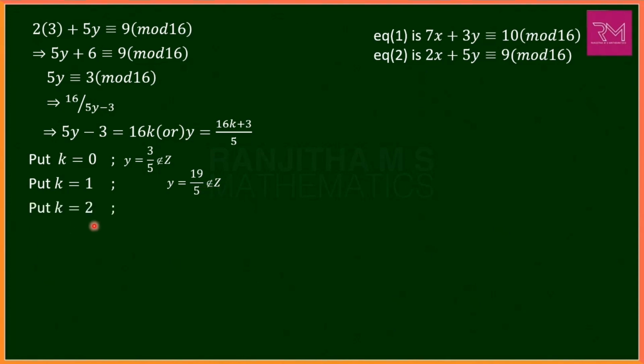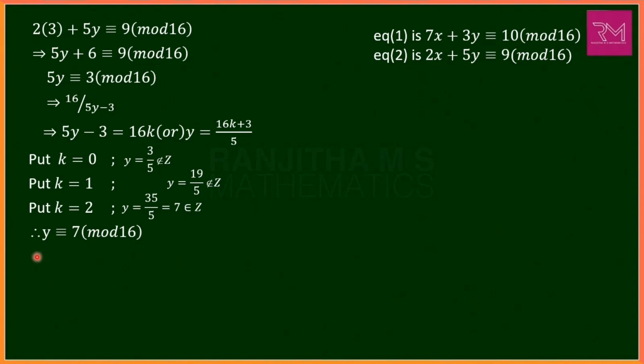Next, you have to put k is equal to 2. If you substitute k value as 2, that means 16 into 2 is 32. 32 plus 3 is 35. Therefore, we get y value as 35 by 5 which is equal to 7. 5 ones are 5, 5 sevens are 35. Therefore, we get y as 7 belongs to an integer z. Therefore, we can conclude that y is congruent to 7 modulo 16.